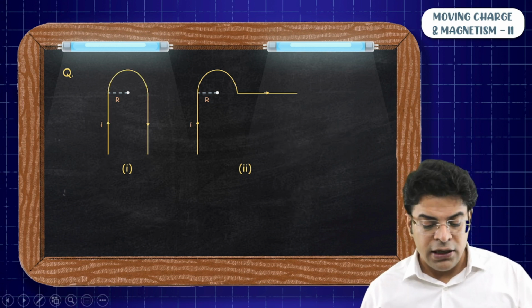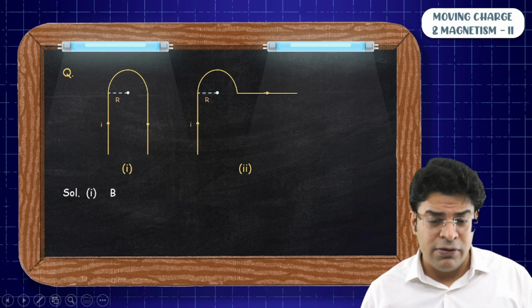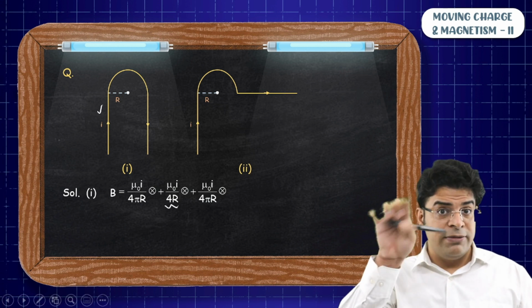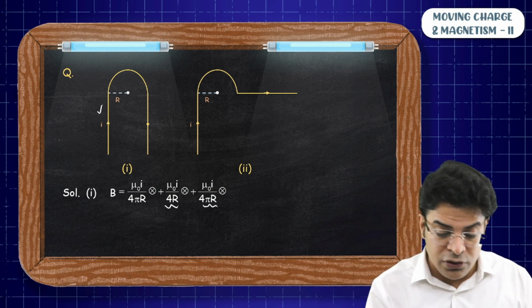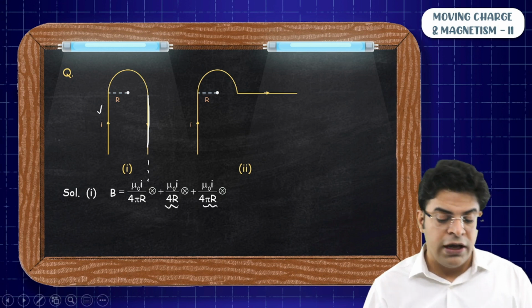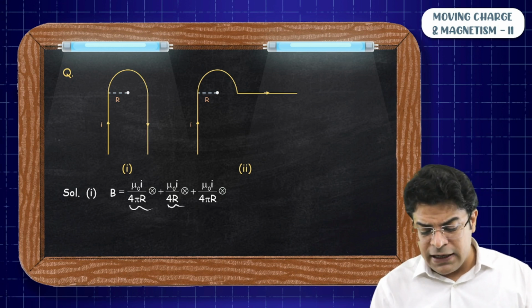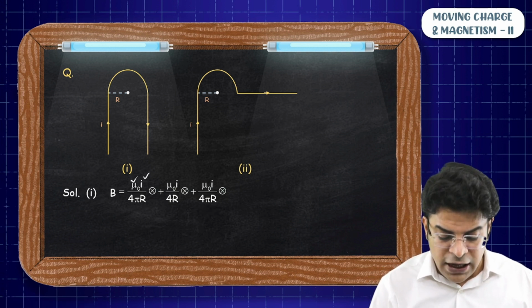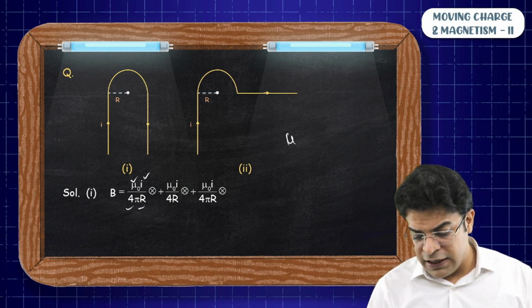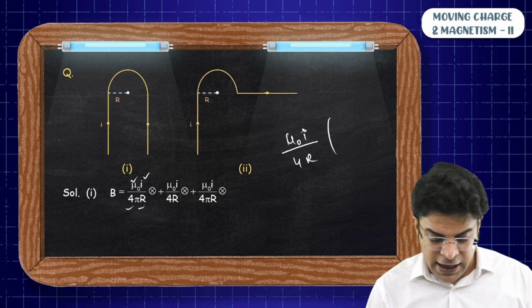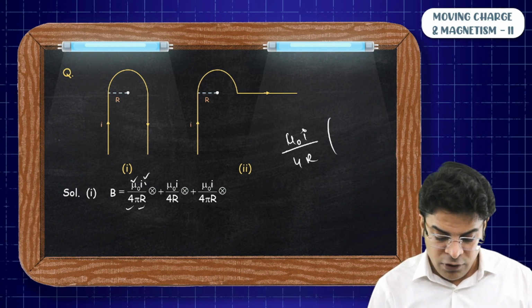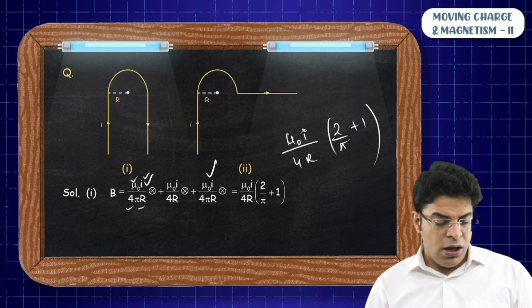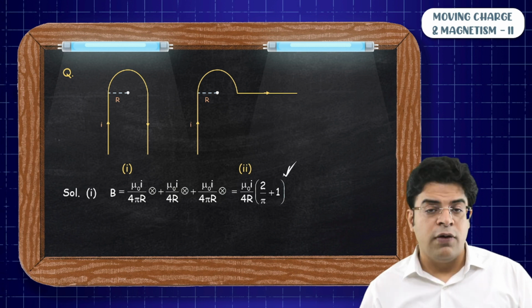So you will say that the strength of magnetic field at center will be nothing but mu naught I by 4 pi r inward plus mu naught I by 4r due to semicircle inward plus mu naught I by 4 pi r due to this semi-infinitely long inward. So when all the magnetic field produced by all three parts is in the same direction, you can take mu naught I by 4r outside. So what you get is mu naught I by 4r times 1 by pi from here, 1 by pi from here, so 2 by pi plus 1. Now this is the answer to the first case.